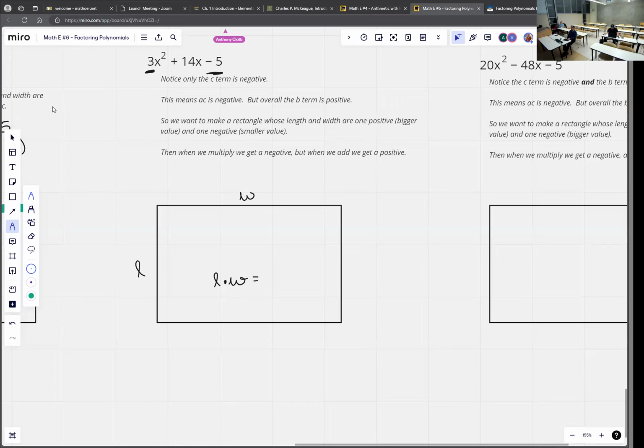It's the first plane number and the last plane number. Wow, I'm looking at the wrong one, I'm sorry. So 3 times -5, so negative 15. Oh, okay. And then they need to add together to make 14. Right, length plus width equals 14.